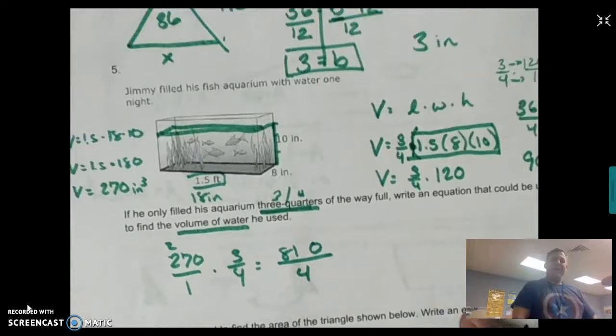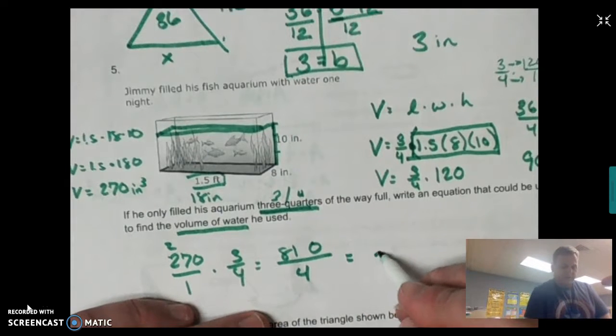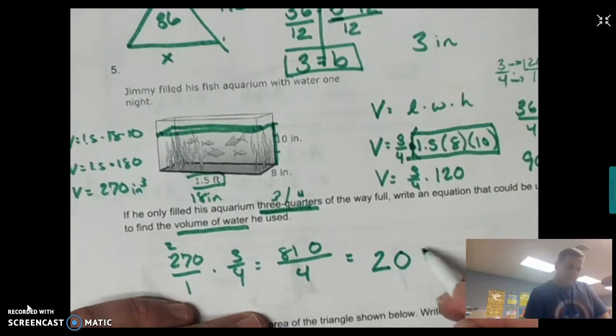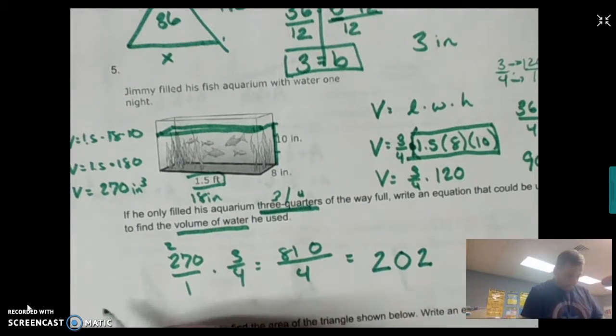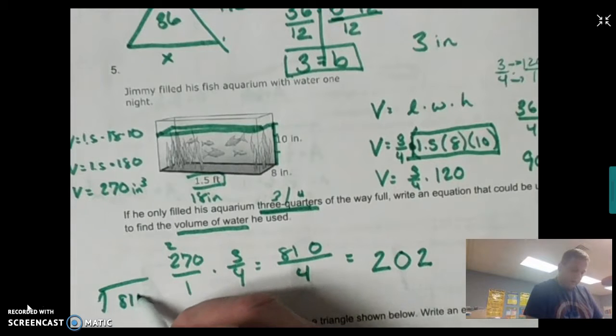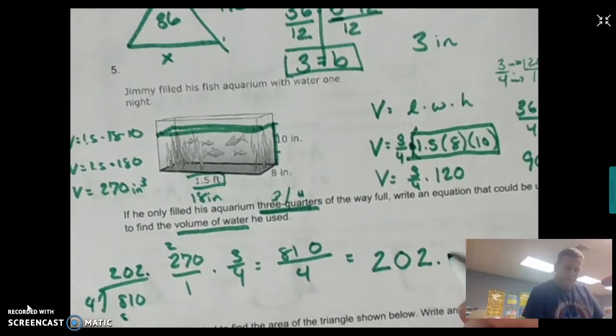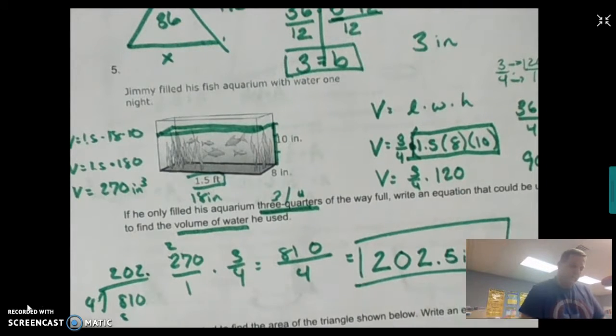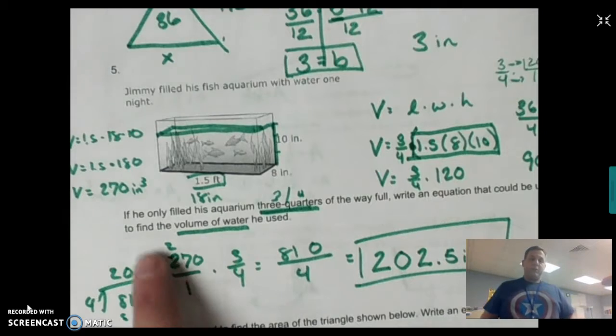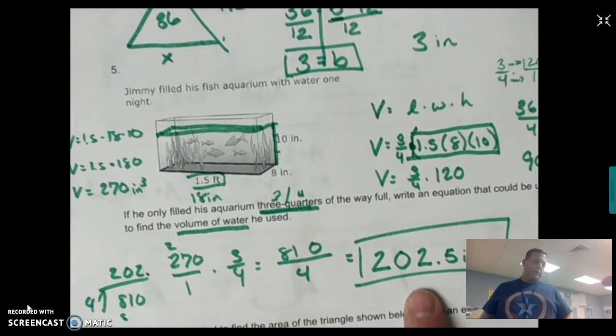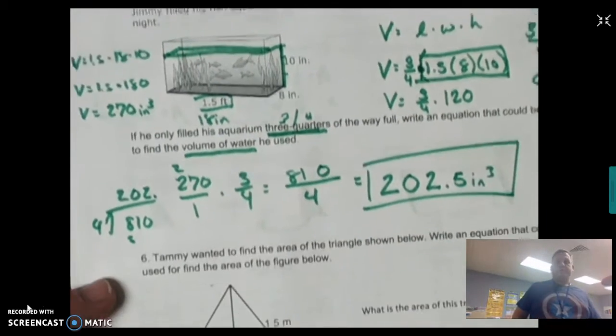So now I have 810 divided by 4, which gives me 202. Put it in the house just to make sure. 810 divided by 4 is 202.5. 202.5 cubic inches is how much water. The whole tank holds 270. The water now occupies 202.5.